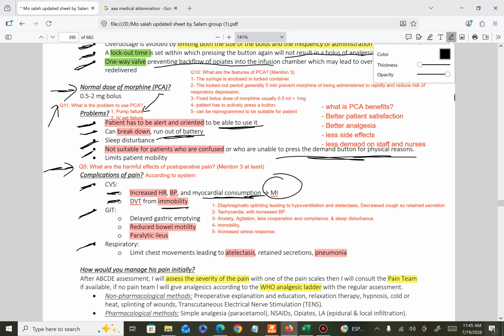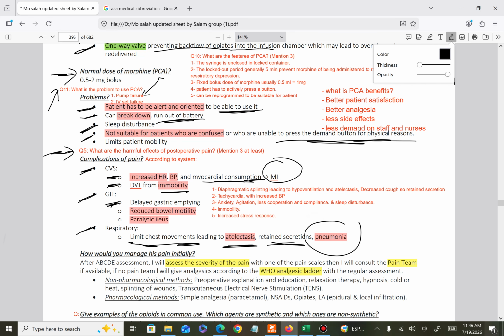Then the GIT complications are delayed gastric emptying, reduced bowel motility and paralytic ileus. On the respiratory system, it limits chest movements, leading to atelectasis, retained secretions and pneumonia. Okay, so these are the complications of pain.